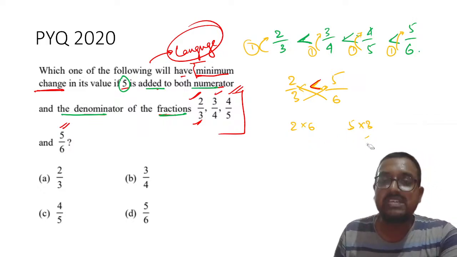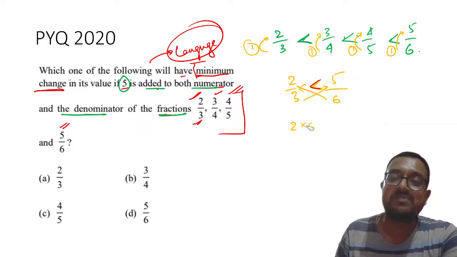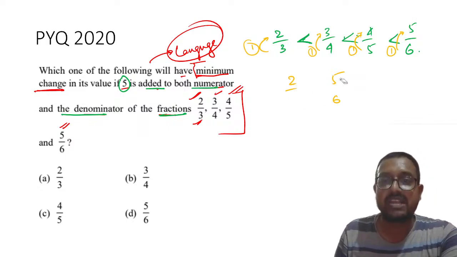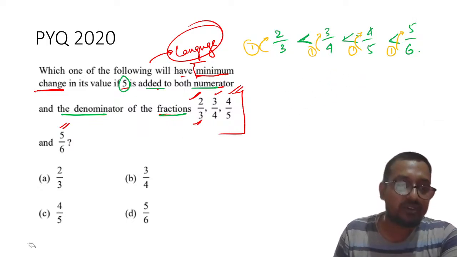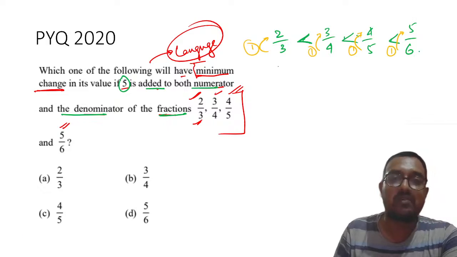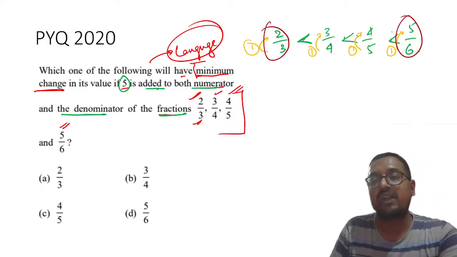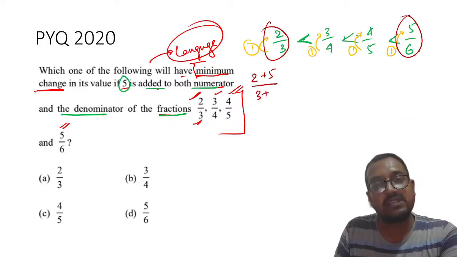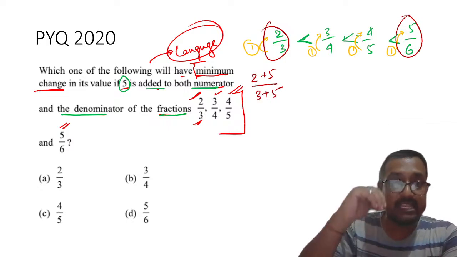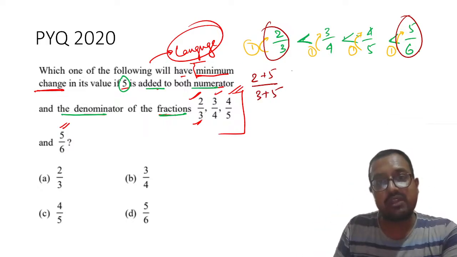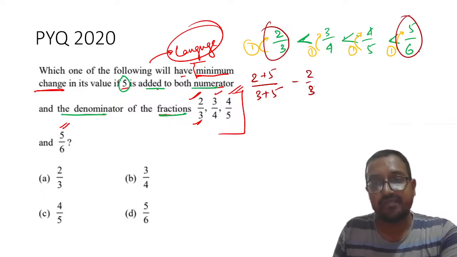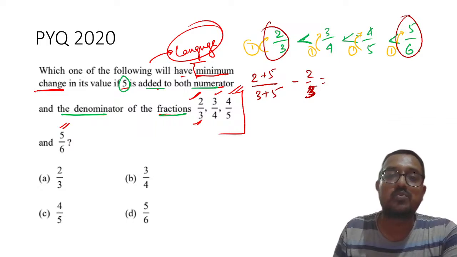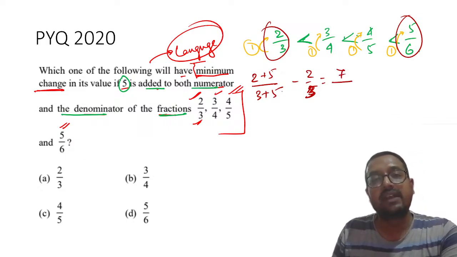The maximum or minimum change will happen at the end of the spectrum. That is, only two numbers are worth our attention, 2 by 3 or 5 by 6. So let us try it. 2 plus 5 divided by 3 plus 5. What do you have to do to find the change? To find the change, you have to subtract 2 by 3. So this will be 2 plus 5 is 7 divided by 8, minus 2 by 3.